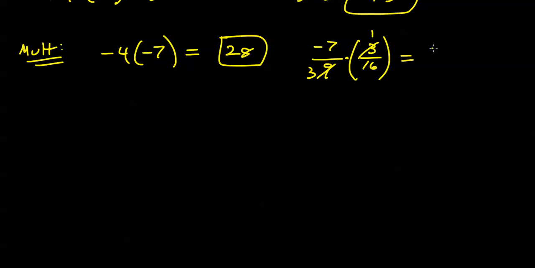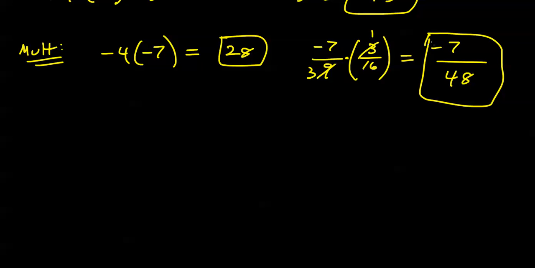Minus 7 times 1 is minus 7, and downstairs 3 times 16 is 48. So minus 7/48 is going to be my completely simplified answer there.